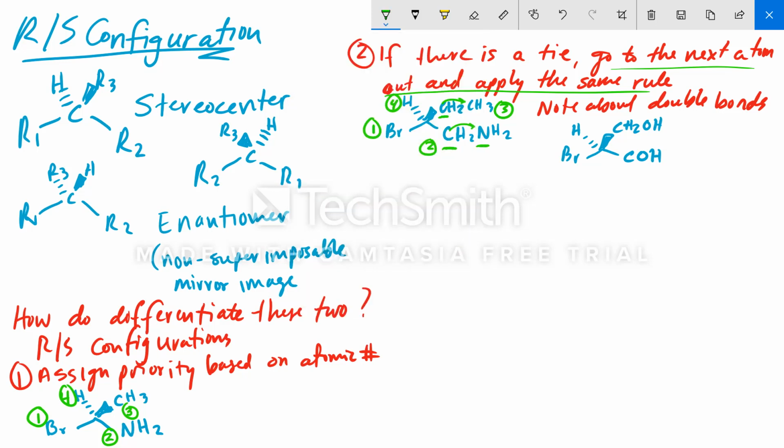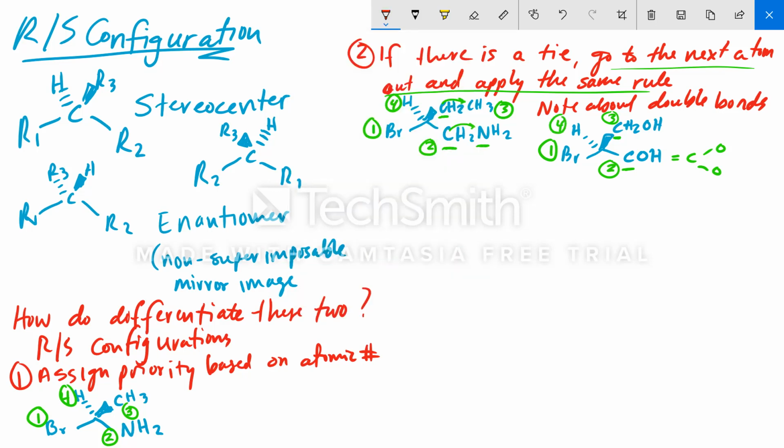Let's try and apply the same rule. So bromine again has the highest atomic number. Then as we're comparing these 2 carbons, will the carbons match up? Well, you have to go to the next atom out. This carbon is bound to oxygen through a double bond, whereas this carbon is bound to oxygen through a single bond. When a carbon is bound to oxygen through a double bond, that's equivalent to the carbon being bound to 2 oxygens. So a carbon being bound to 2 oxygens is more significant than a carbon being bound to 1 oxygen, so it's assigned the higher priority.